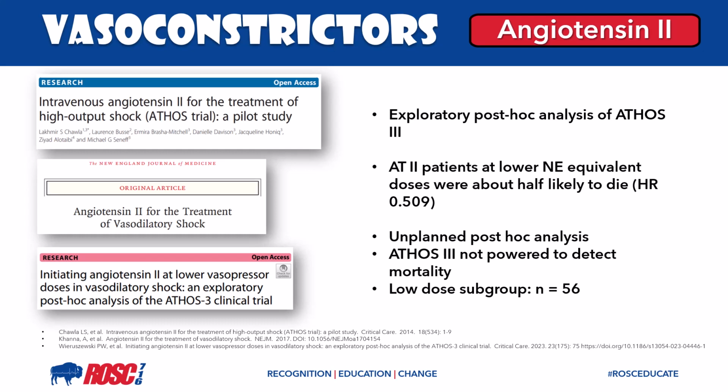This was an unplanned post hoc analysis done nearly 5 years after the initial trial. In addition, the ATHOS-3 paper originally wasn't even powered to detect mortality. And then lastly, the low-dose norepinephrine subgroup only had 56 patients in it. So again, we have to take this with a grain of salt, consider it hypothesis generating, and even the paper's conclusion states that a prospective trial is needed in order to draw a conclusion.